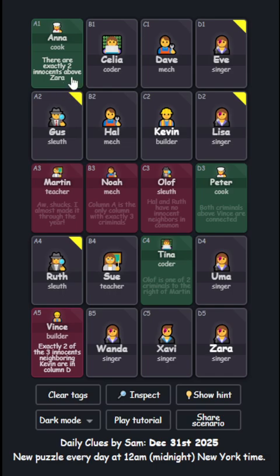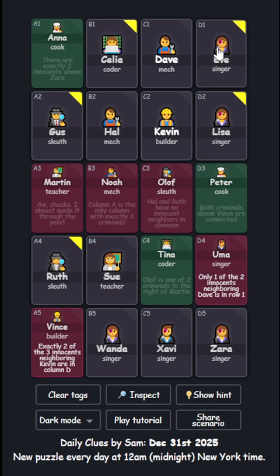There are exactly 2 innocents above Zara, means that Uma is a criminal. Only 1 of the 2 innocents neighbouring Dave is in row 1. That means it's got to be one of those, and then there's another one in this row. So we'll make a little bit of colour coding to say that these must be the same and this must be different. One of the 2 innocents neighbouring Dave is in row 1. We don't have either. Okay. Exactly 2 of the 3 innocents neighbouring Kevin are in column D. So there's 1 here and then 1 in this pile.